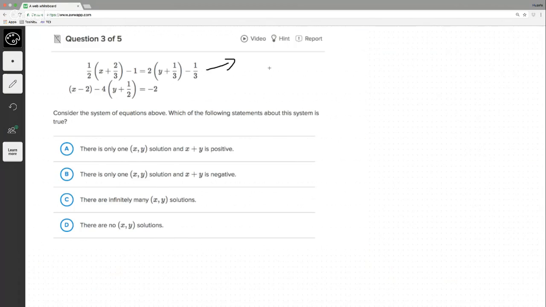It's a bit of a long way, but I'm going to do it the way that I know will work, where I put this into slope-intercept form. So I'm going to say 1/2 x plus 2/6 minus 1 equals 2y plus 2/3 minus 1/3. Actually, this shouldn't take that long. Then this becomes 2y plus 1/3, right? I'm just reducing the fractions. Then 2/6 minus 1 is 1/3 minus 1, which is negative 2/3.